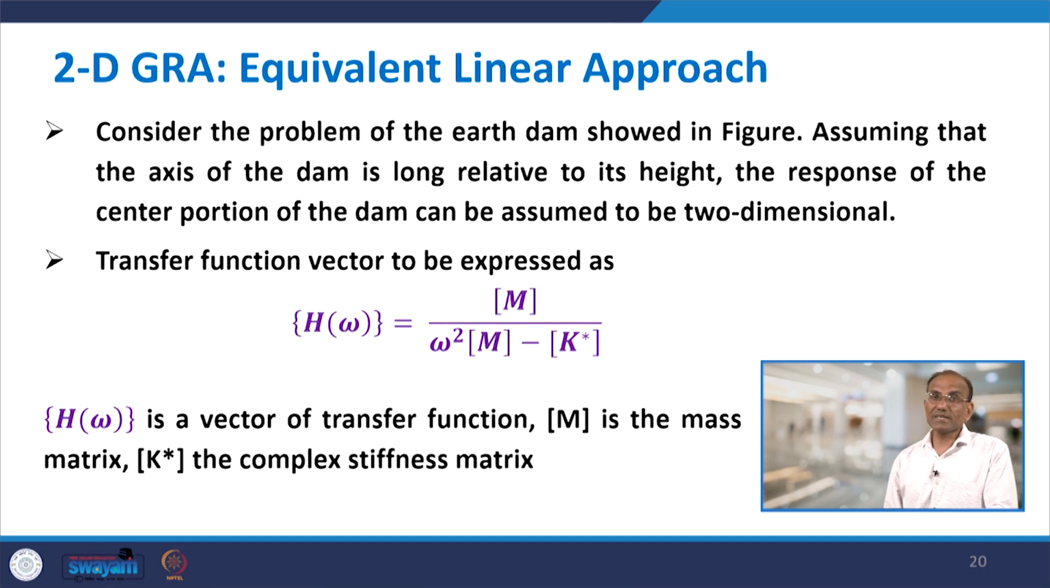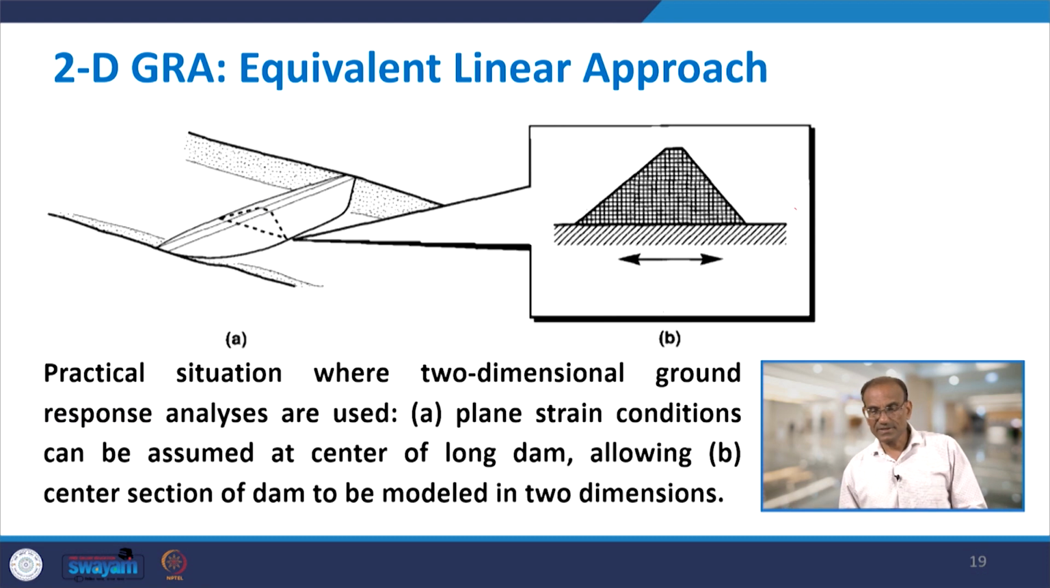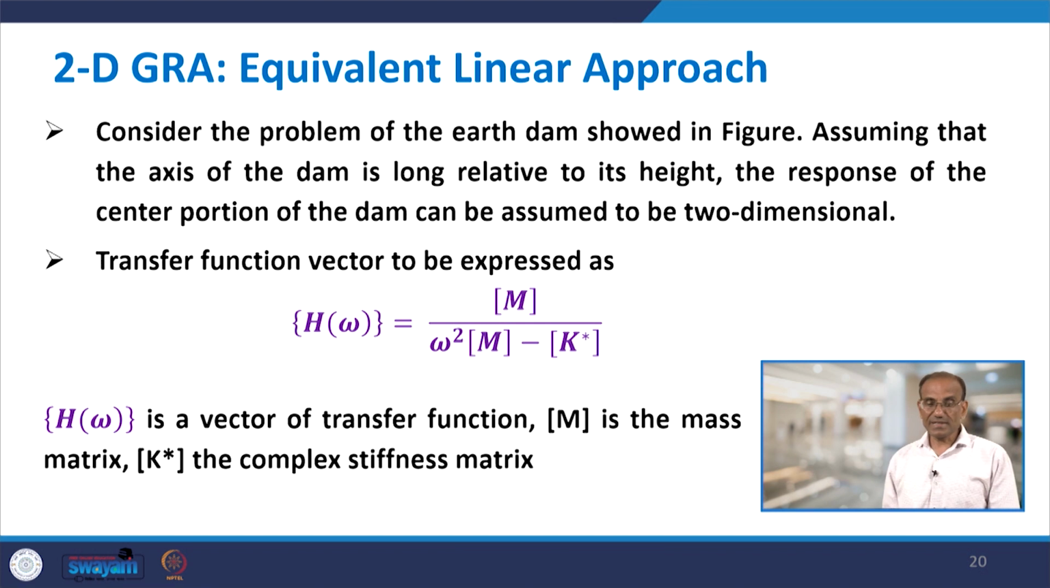Now 2D GRA, the equivalent linear approach, continuing with this. Considering the problem of an earth dam as shown in the figure, like the last figure, assuming that the axis of the dam is long relative to its height, as we already discussed, the response of the center portion can be assumed to be 2-dimensional. So 2-dimensional analysis can be carried out if the axis of the dam is long. In that case we apply the plane strain condition.